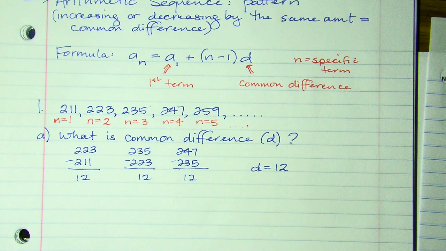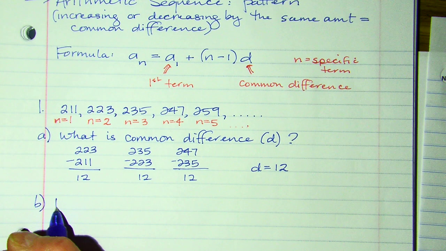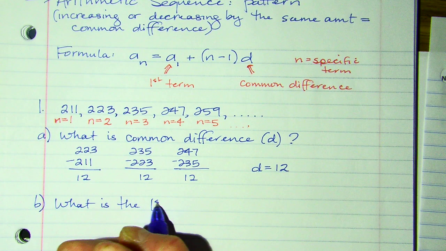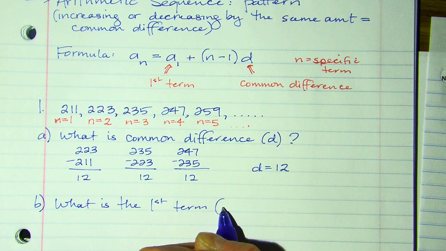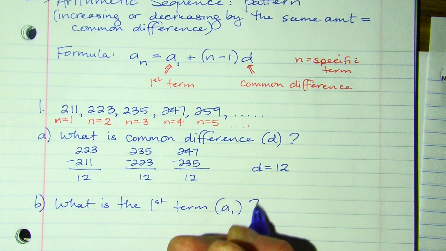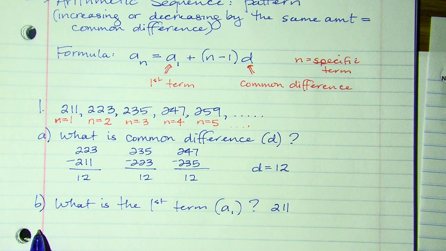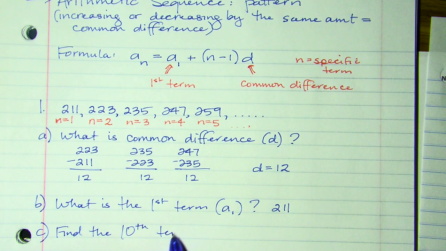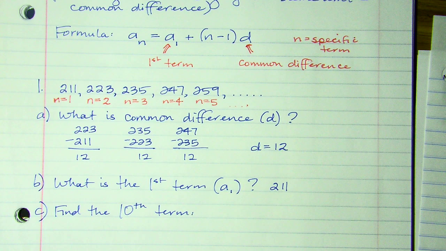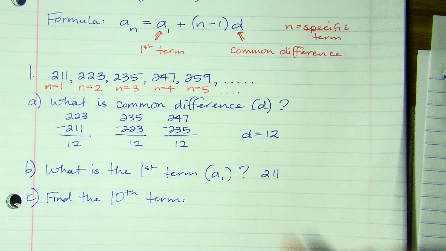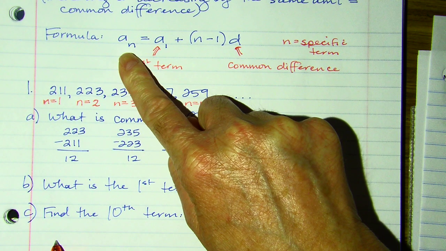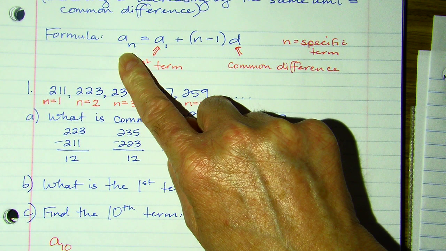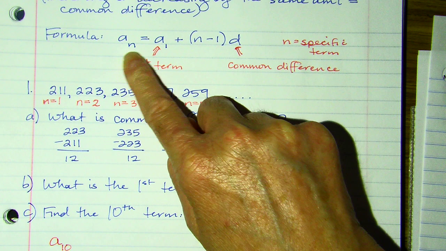So in part B, I'd like you to identify the first term, which in our case is A1, and we would say 211. Part C, find the 10th term. Here's how we would find the 10th term. I'm going to use my formula that I have written above. When they say 10th term, we're looking for A10, the number that's in the spot of the 10th term.